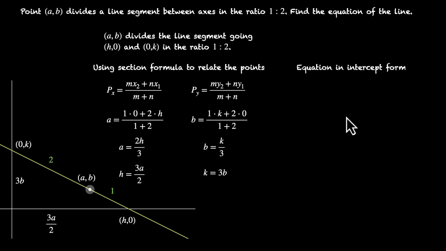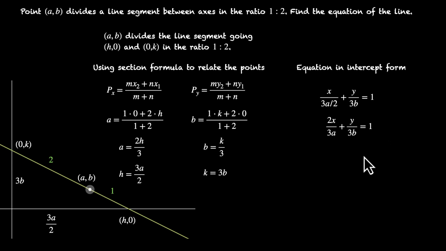Let's use the intercept form to find the equation. So x by x-intercept plus y by y-intercept will be equal to 1. Here the x-intercept is 3a/2, the y-intercept is 3b. And we can move 3 to the other side, and here 2 can come up. This becomes 2x/(3a) plus y/(3b) equals 1.